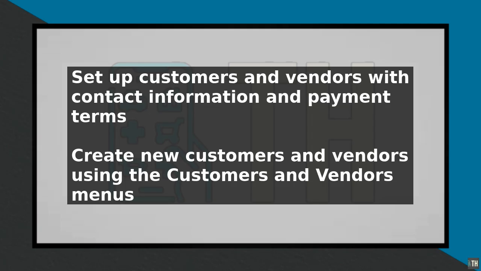To track your company's financial performance, use the Reports menu to generate financial statements, such as the balance sheet and profit and loss statement. You can also use the budgeting and forecasting tools to create and manage your company's budget.